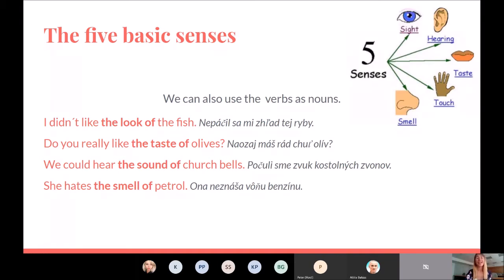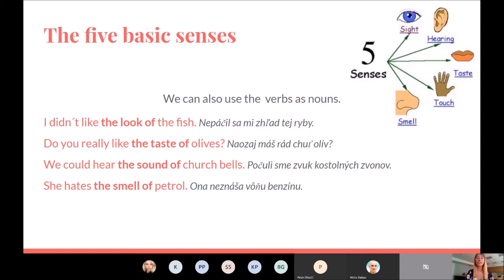Podstatné meno. And the fourth example, she hates the smell of petrol. So it's the smell of something, a noun. Or I prefer the smell of flowers, we could say. Or the flowers smell very nice. Vôňa v preklade, podstatné meno.